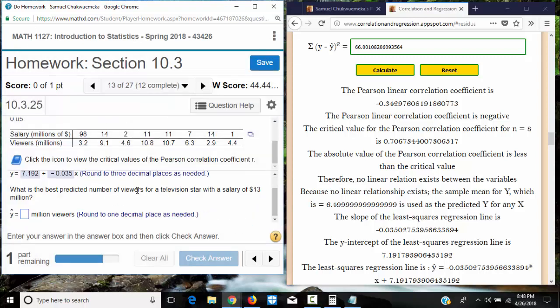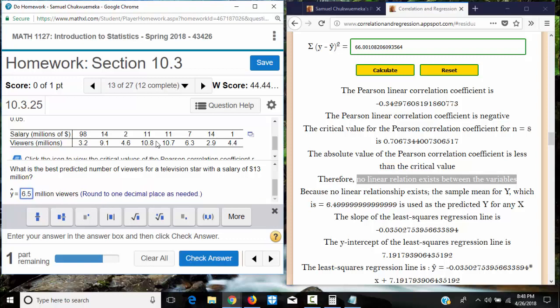Best predicted number of viewers for a television star with a salary of $13 million. So no linear relation exists between the variables. So the best predicted y to one decimal place will be 6.5.